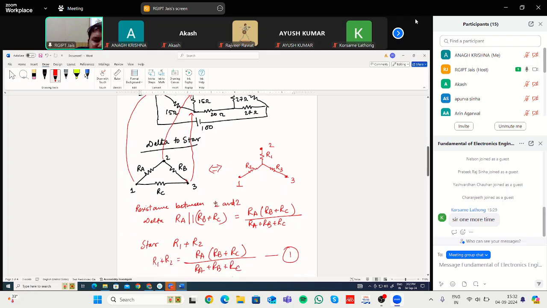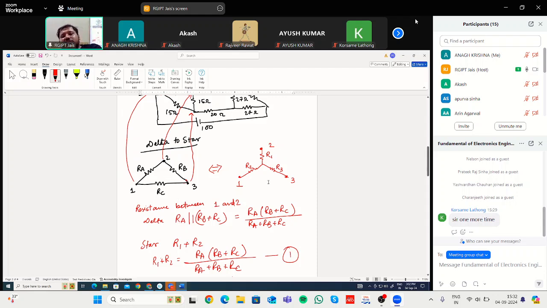We are first trying to find out what is the resistance between 1 and 2 using this delta configuration. This is the delta configuration. This is the star configuration. So in this delta configuration, what is the resistance between terminals 1 and 2? RA is there, and in parallel, this path is also there, RB and RC. So RA in parallel to RB and RC. This is the resistance between terminals 1 and 2 in the delta configuration.